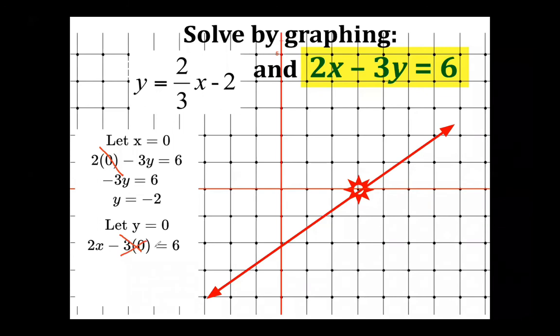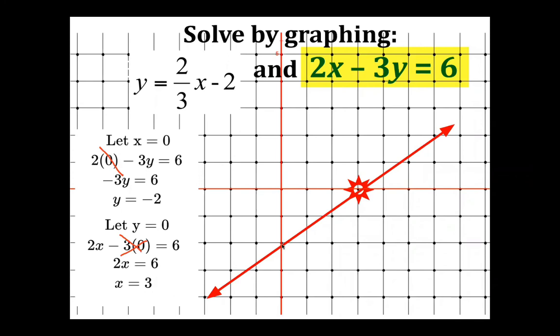-3 times 0 would just completely cancel out, and you're left with 2x equals 6. Divide both sides by 2 to isolate x, and you're left with x equals 3. Now you can go ahead and plot this on your graph. Now let's go ahead and take a look at how this looks on our plane.